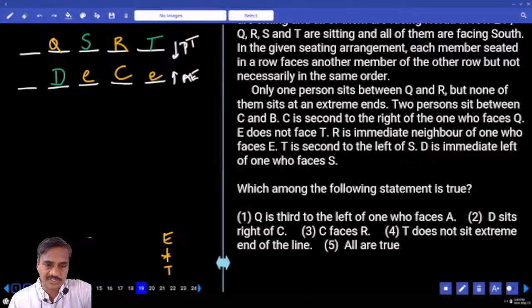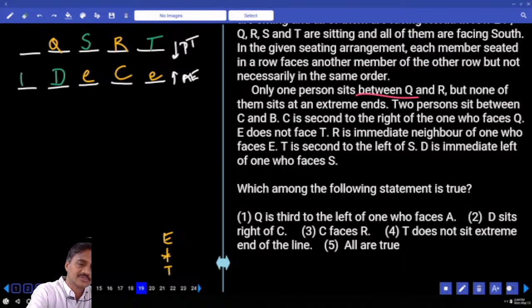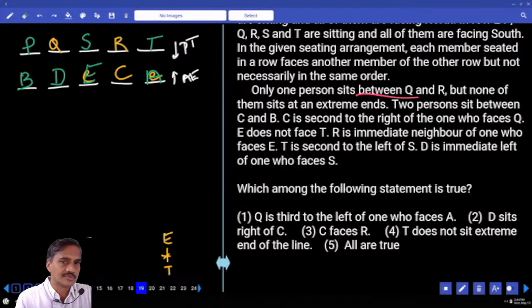And C is seated second to the right of the one with only one person between Q and R, but none of them... two persons between C and B. Now between C and B there must be exactly two people. B is here. And T and E are not opposite to each other. E is here. If E is here, A will be here. And A is here, and P is on the left side.